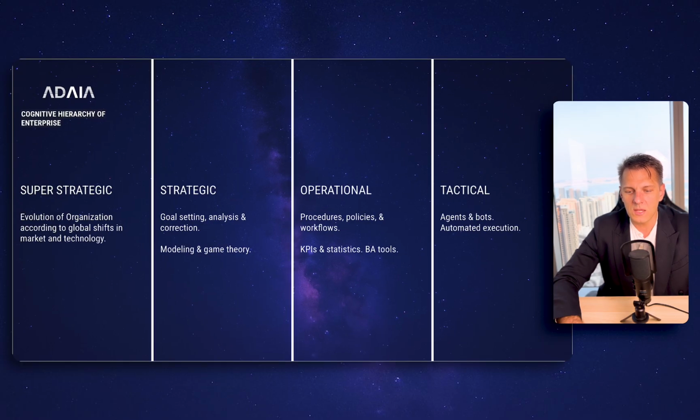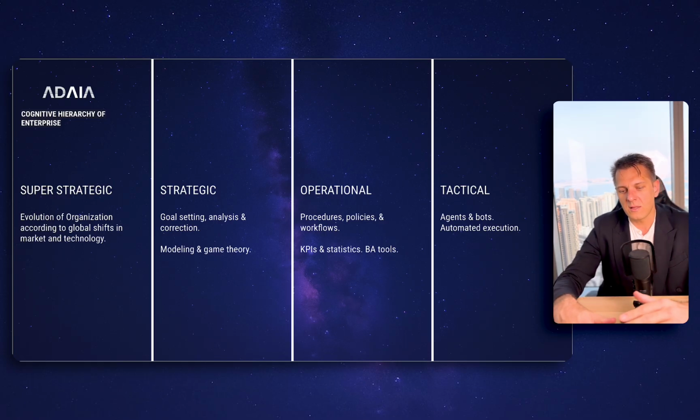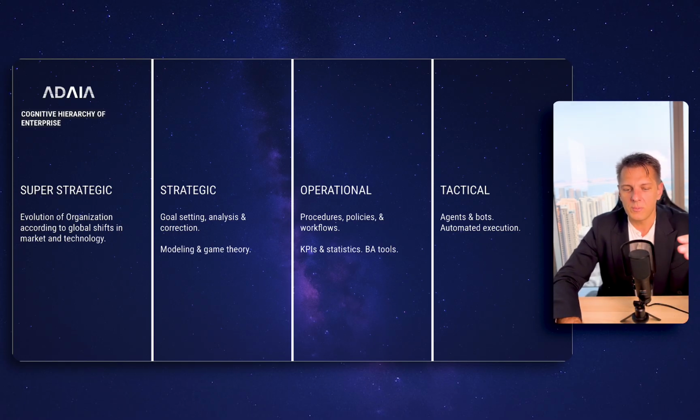We are going to see the automations and the application of AI on multiple levels of the cognitive hierarchy of the enterprise. So the enterprise exists on different levels. One is the technical, so that's the level where the work happens. It's all about the agents, bots, and automated execution of the work. And then we have the operational level where procedures, policies, and workflows live, where the KPIs and statistics and business analysis tools are available. And on this level, you're defining and redefining, so evolving your procedures, policies, and workflows in order to improve the actual execution of work at the technical level.